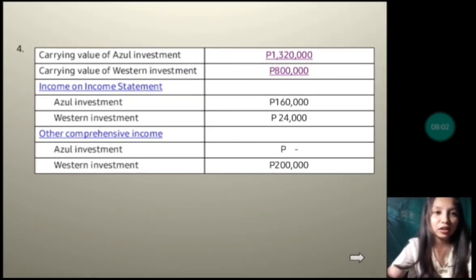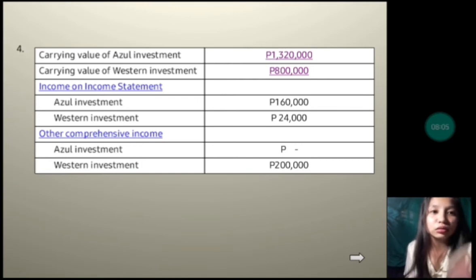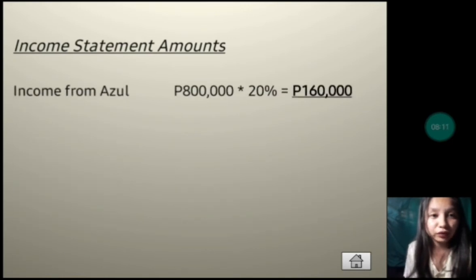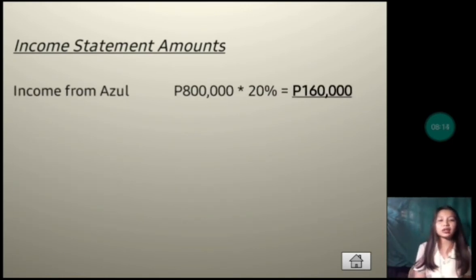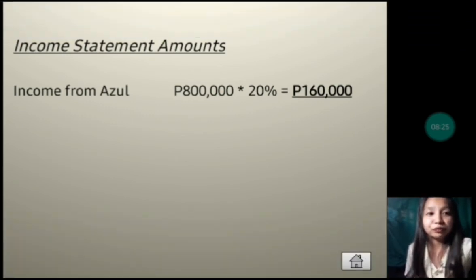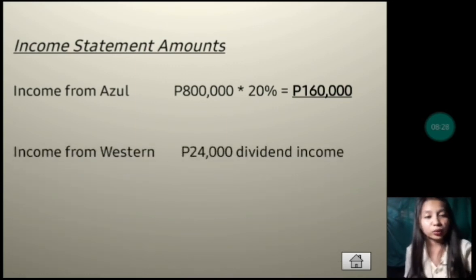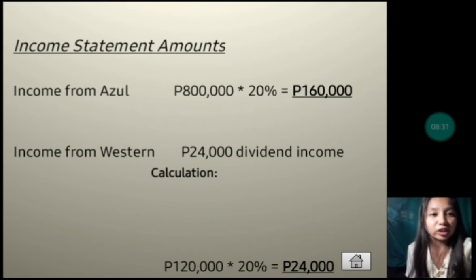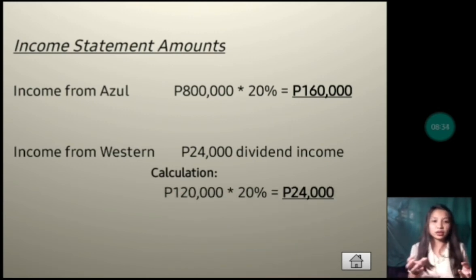Next, the income on income statement. So first is the Azul investment. For income for Azul, we have 800,000, which was reported in 2016, times 20% the ownership interest, we can get 160,000. For the Western, we have dividend income, which is 24,000. We derive this 24,000 from 120,000, which was the dividends from Western, times 20% ownership interest, we can get 24,000.